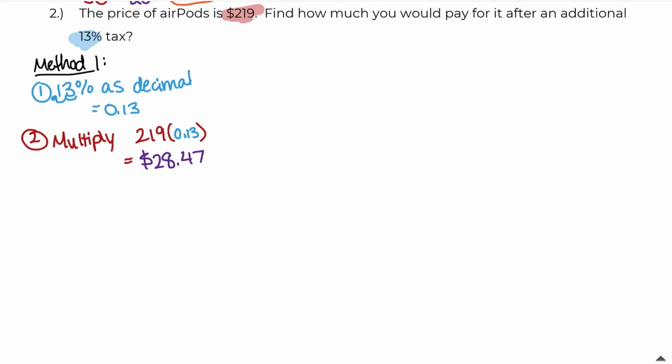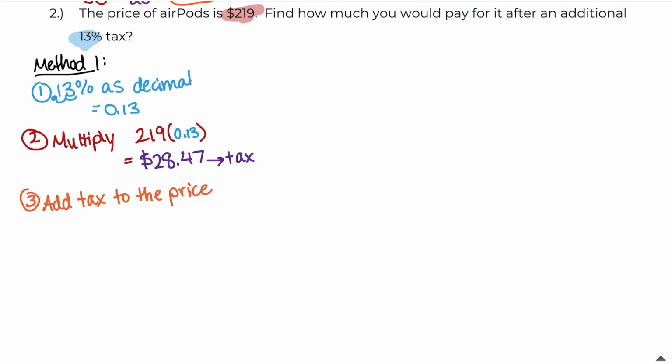Now, be careful because this is not the final price. It would be amazing if I went to a store to buy AirPods for $219 and I ended up paying $28.47 for them. This just represents the tax. This is the extra money that I have to pay on top of the $219 to figure out what my total amount is. So the last thing that I need to do is add the tax to the price.